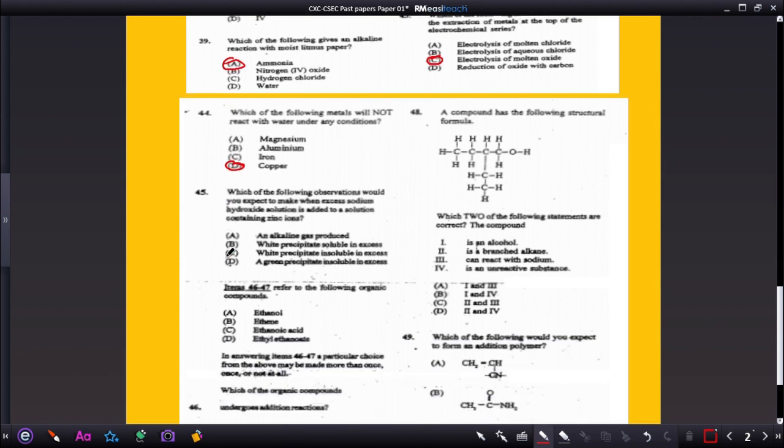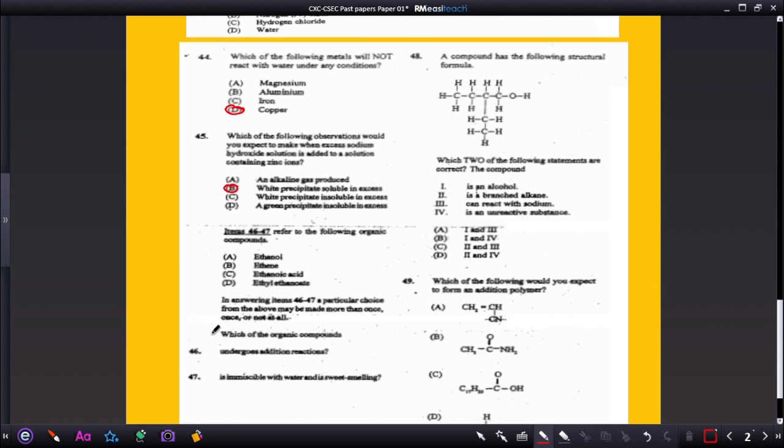45, which of the following observations would you expect to make when excess sodium hydroxide solution is added to a solution containing zinc? Remember, zinc ion forms a PPT in drop-wise sodium hydroxide, but it is soluble in excess, so a colorless solution forms in excess. So the best one would be B, soluble in excess.